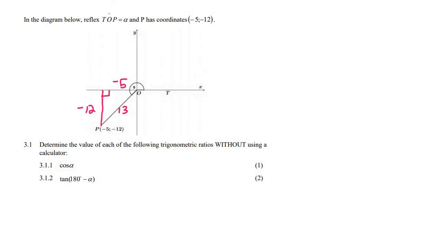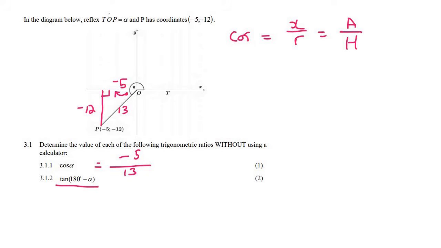Then it says for 1 mark, can't be that difficult, determine the value without using a calculator, cos alpha. Okay, so what you do is you just remember that cos is equal to x over r, or adjacent over hypotenuse, whichever method you prefer. I like using the adjacent over hypotenuse method, and so the adjacent is -5 and the hypotenuse is 13, so that's the answer, -5 over 13.